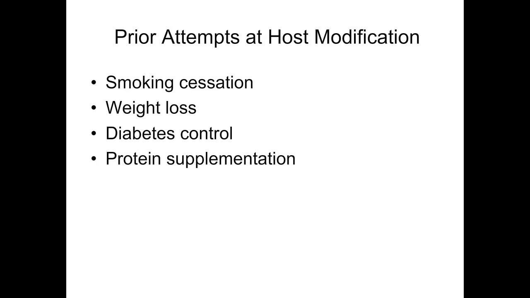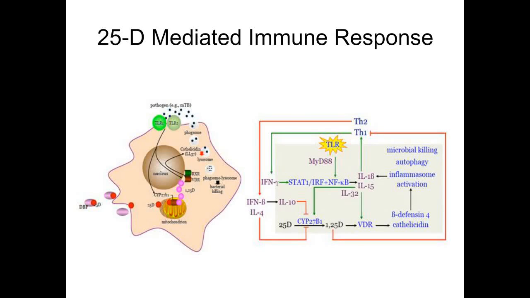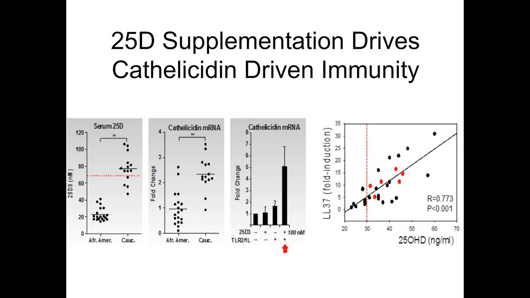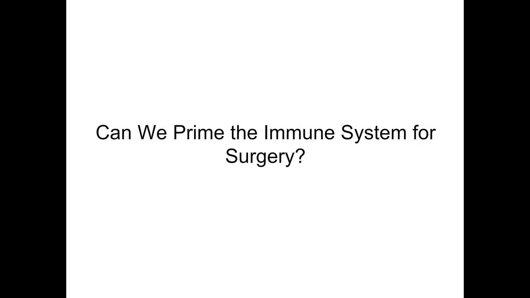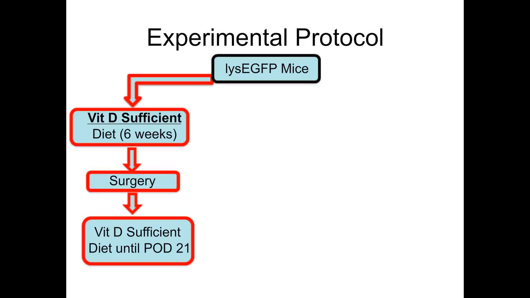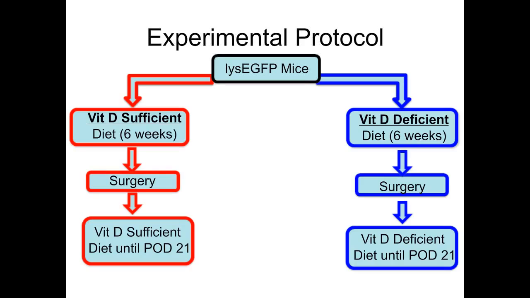And here's some of the previous published data looking at this 25D-driven immunity. But for us, we wanted to ask a really simple question. Can we prime the host immune system for surgery? And so we developed a protocol that took lysozyme EGFP mice. These are those that have the neutrophils that are fluorescent. We made one group vitamin D sufficient, normal vitamin D levels. Two groups were vitamin D deficient, and then one group got a rescue dose of vitamin D just prior to surgery.